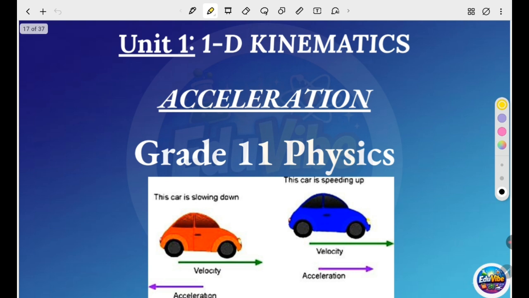As we saw, if we have a greater velocity, we have a greater acceleration in the same direction. And if we have a slowing velocity, the acceleration goes in the opposite direction, which is the negative direction.